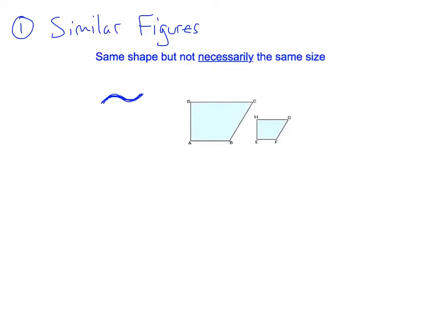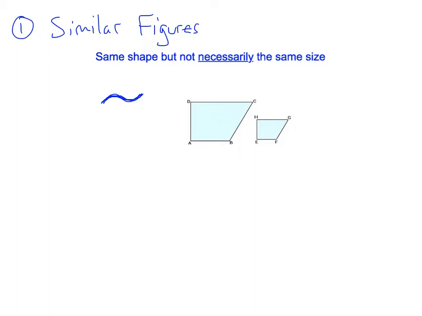All right, so what are similar figures? Well, they are just figures that have the same shape, but not necessarily the same size. Also, when you see similar, you might see this little symbol, which means similar.